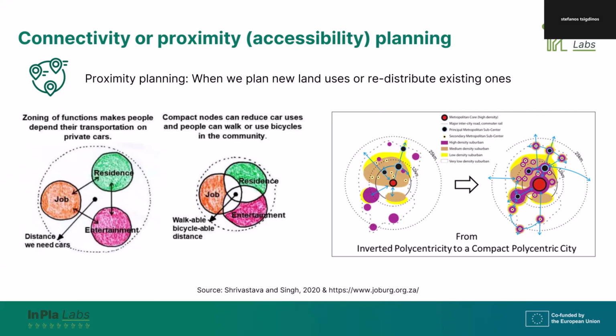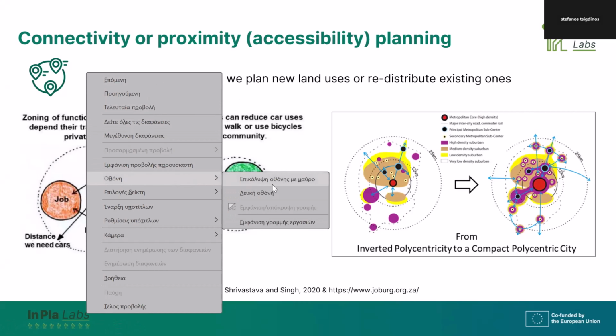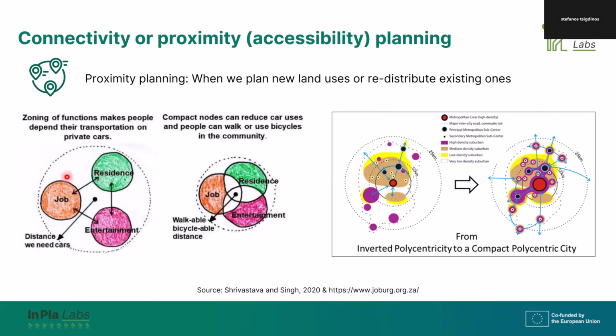So connectivity is about connecting, and proximity is about creating new points that will change the urban space, not only the activities themselves, but how we also move. So you can see here, we have this traditional segregated plan in the left case. Okay, you can see that here.